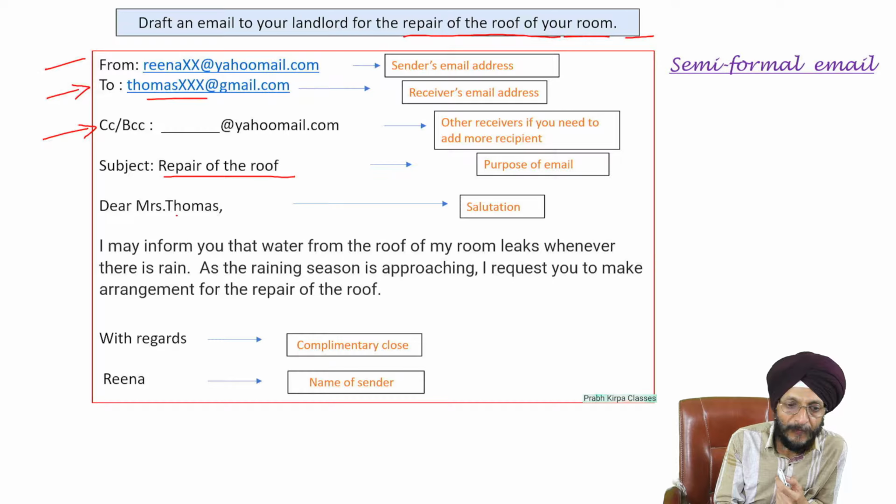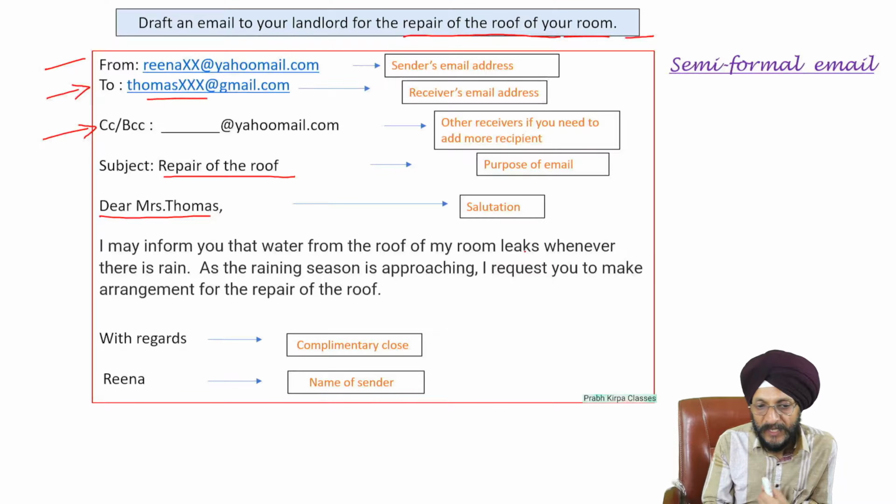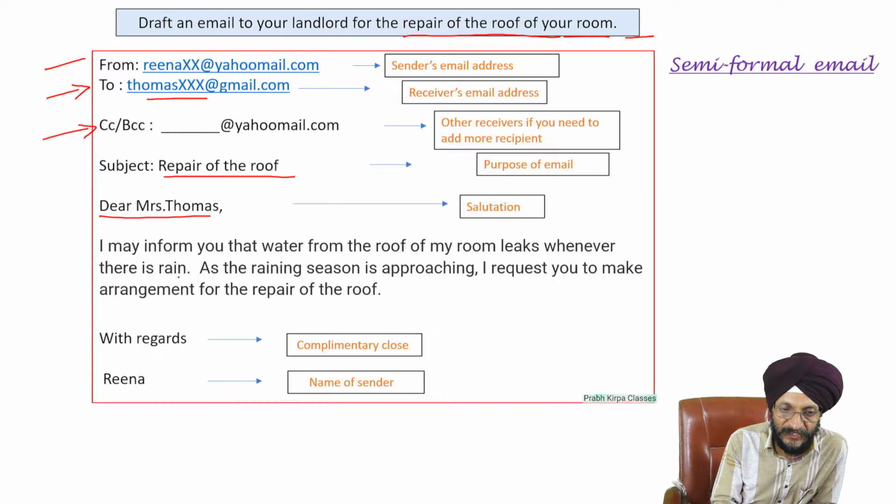Then the subject comes: repair of the roof. Dear Mrs. Thomas, I may inform you that water from the roof of my room leaks whenever there is rain. As the raining season is approaching, I request you to make arrangement for the repair of the roof.